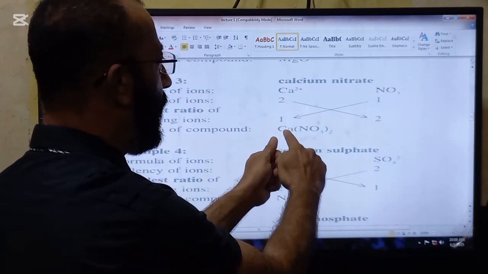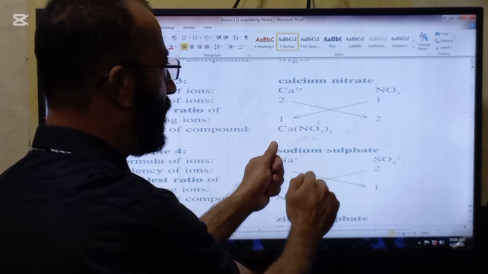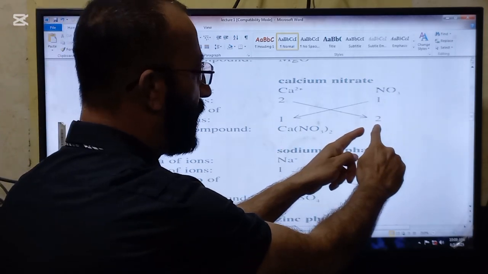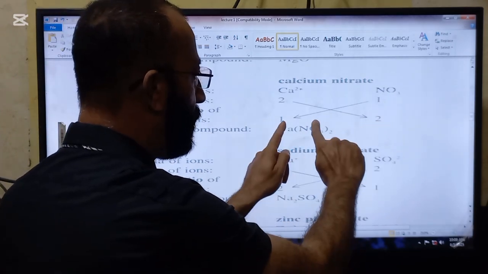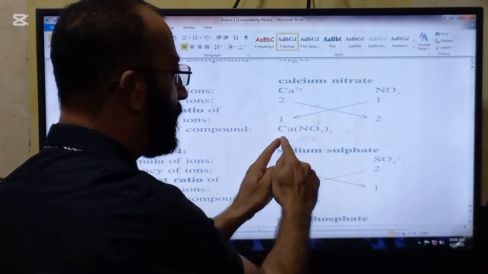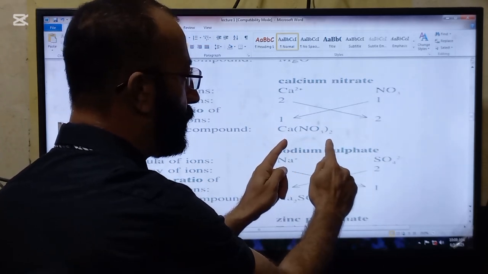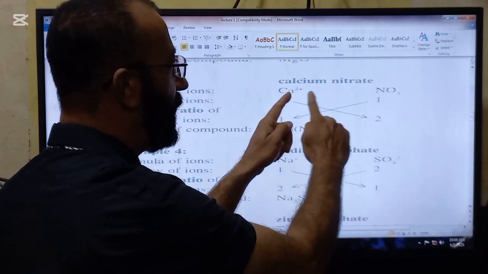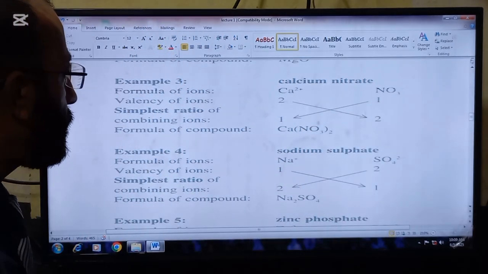So Ca1 will not be written, and NO3, because this is now having a value of 2, we will put a bracket and 2 will be right there. So formula is Ca(NO3)2. So this is the formula of the calcium nitrate.